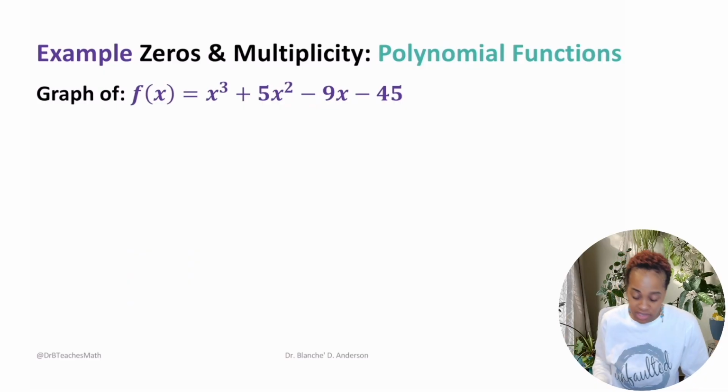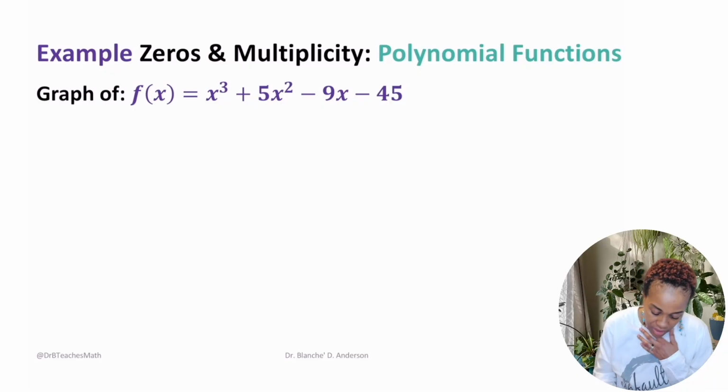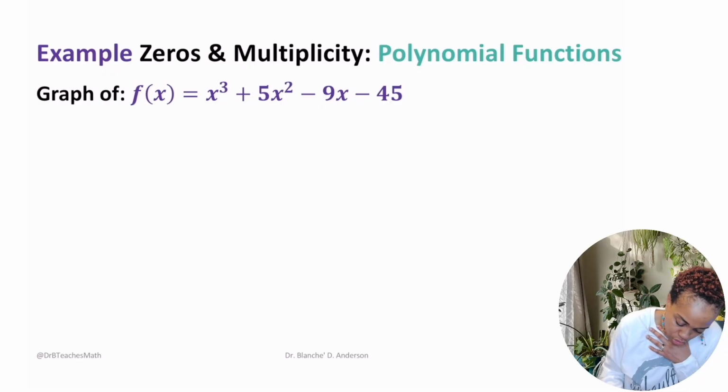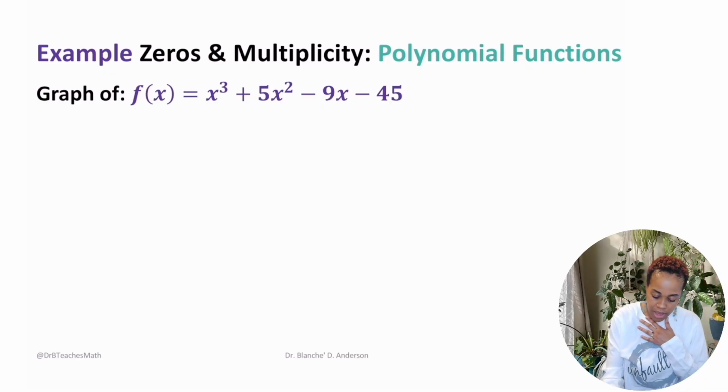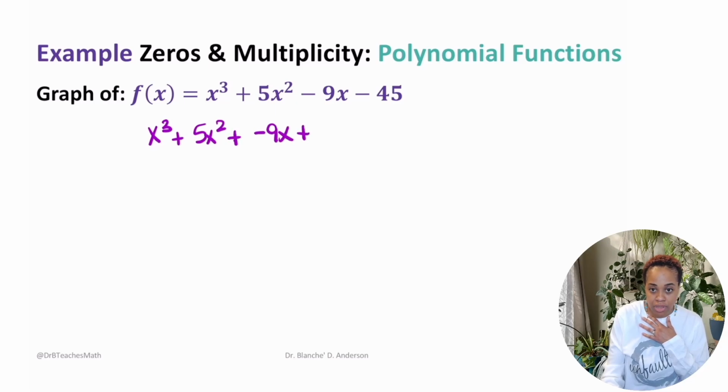Got 4 terms. What's the first thing we're thinking about? Yep. Factor by grouping. That's the first thing we're thinking about. So let me rewrite it. I have x cubed plus 5x squared, plus minus 9x, and then plus a minus 45. All I'm doing is taking the minus and attaching it to the numbers.